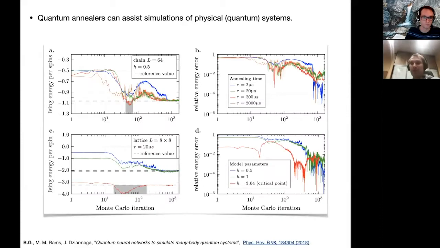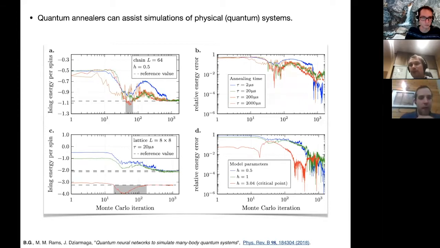So just to give you a flavor of what is actually possible, I can say at least that current quantum computers can assist classical simulations. For example, here you have this plot, which deserves a separate talk, but the takeaway message is that you can take a quantum annealer and take advantage of its sampling capabilities to do Monte Carlo. If you can do Monte Carlo, you can at least attempt to simulate many quantum systems. And this is something that we did.